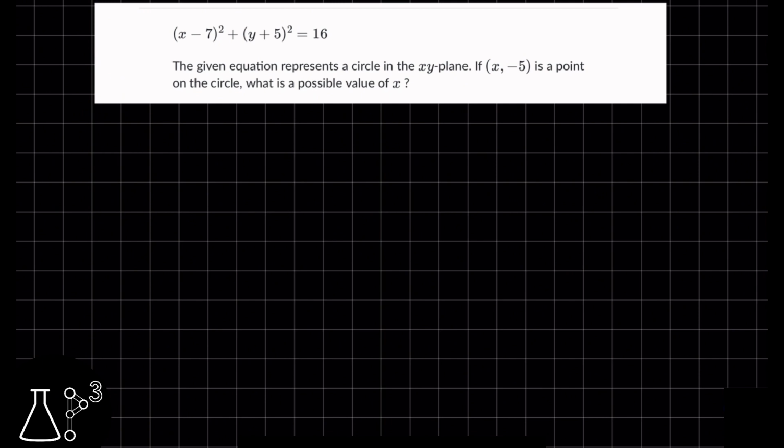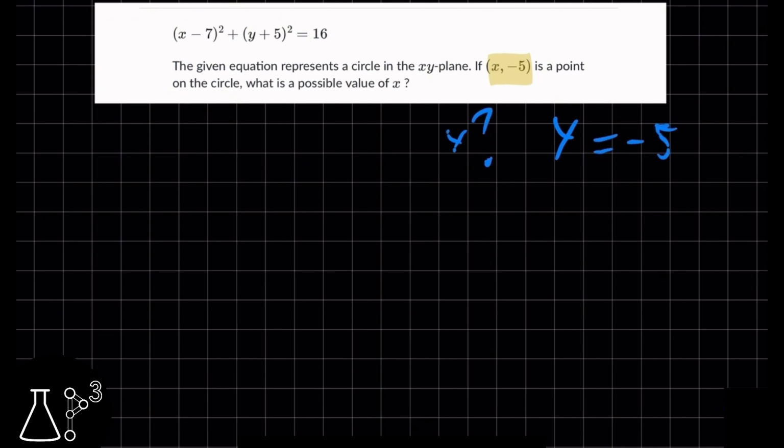We already know that there's a point (x, -5), and because -5 is a y value, we already know that y equals -5, but we don't know the x value for that piece.